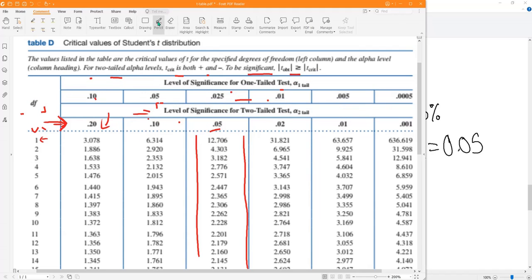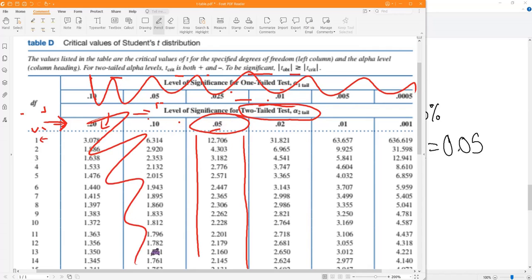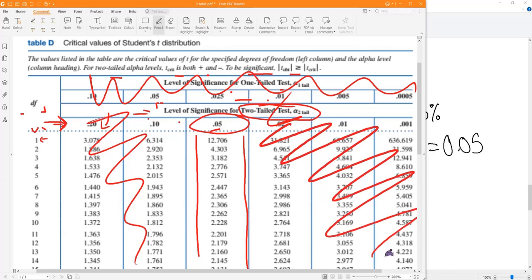Yeah, okay, that's good enough. We're going to also circle now our non-directional thing, so we're not going to be looking under this section at all. I said we had an alpha of 0.05, so we're not going to be looking in any of these sections at all. And now I have to take a look in the column degrees of freedom for 18.